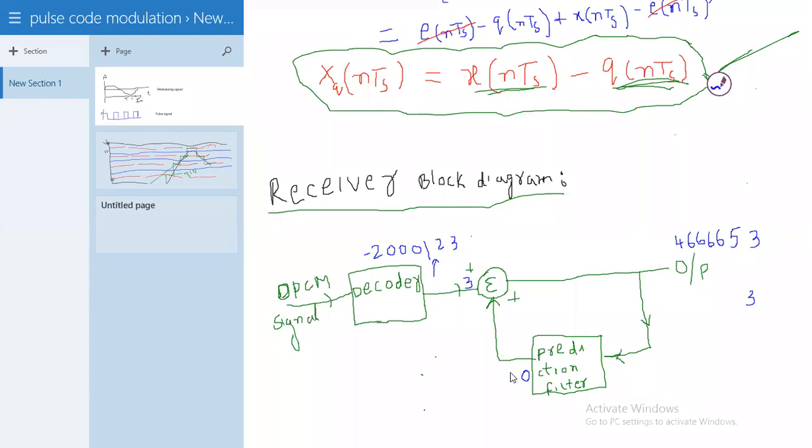This 3, the prediction filter stores until the Ts seconds delay. What does it do? It stores it until the next sample arrives. What is the next sample value? Ts is the sample period. When the next sample time comes, the next one is 2.